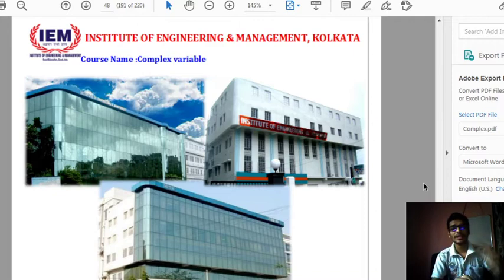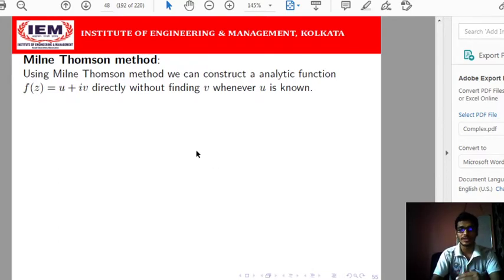So in the previous two methods, in order to determine the analytic function, if the real or imaginary part of that function is given to us, we need to construct the corresponding harmonic conjugate. Without finding its harmonic conjugate, we can't construct the analytic function directly. But in this lecture I am going to discuss one method called the Milne-Thomson method, where if u is given to us or v is given to us, then without finding its corresponding harmonic conjugate, we can directly construct the corresponding analytic function.